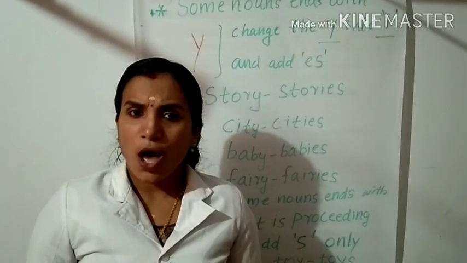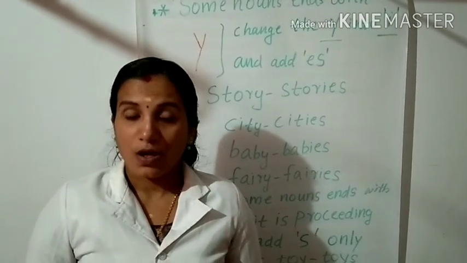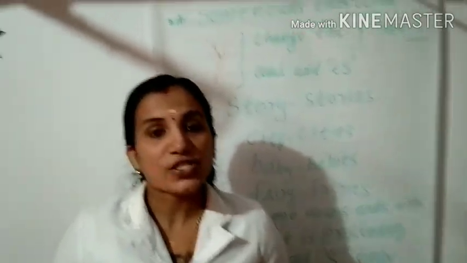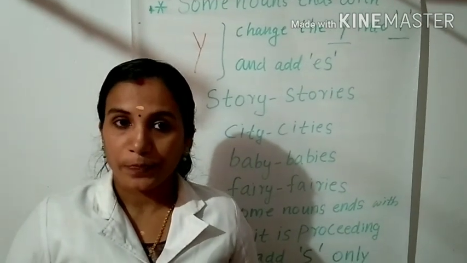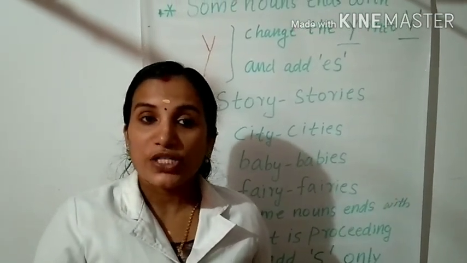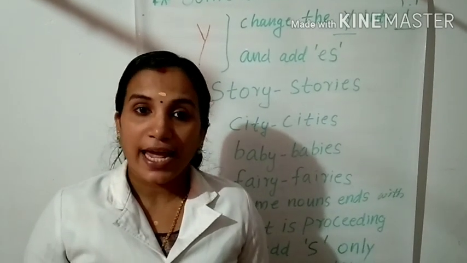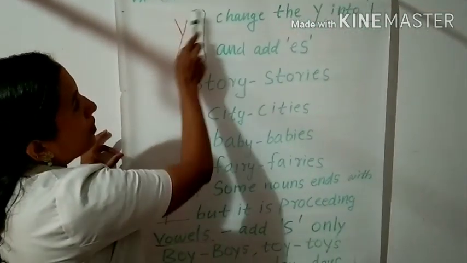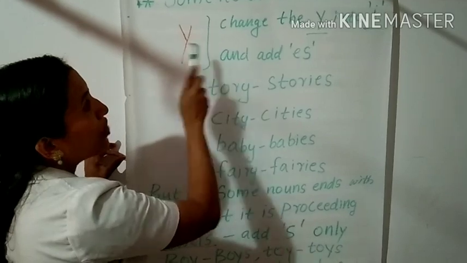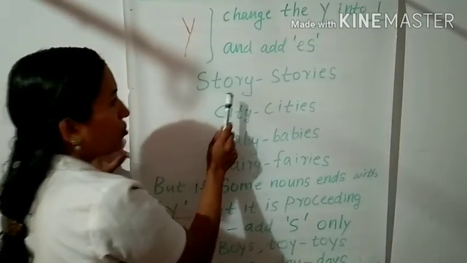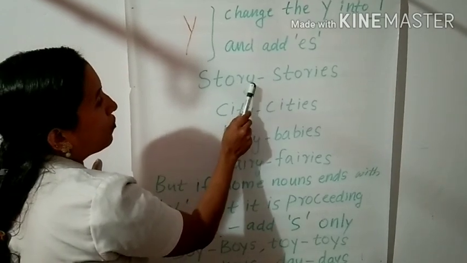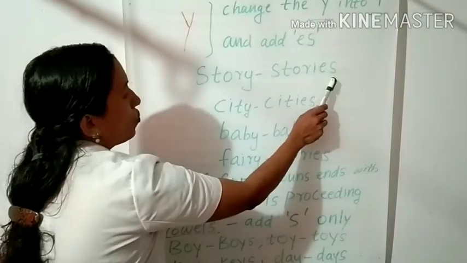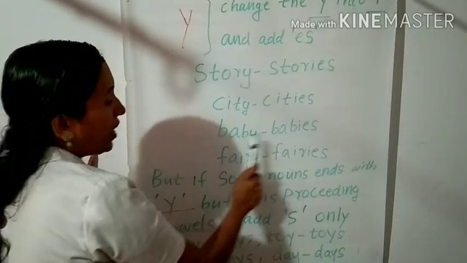Next rule: some nouns end with Y. We generally change the Y into I, then add ES to the end of the word to make the plural. Just look at the board. For example, story. We change the Y into I, then add ES. Story, stories. City, cities. Baby, babies.